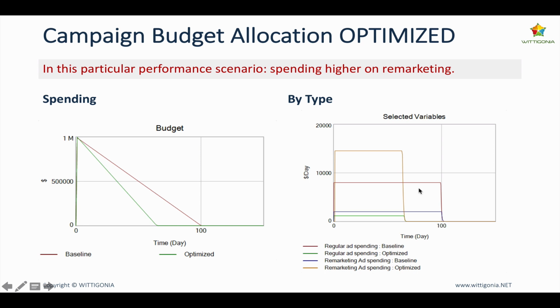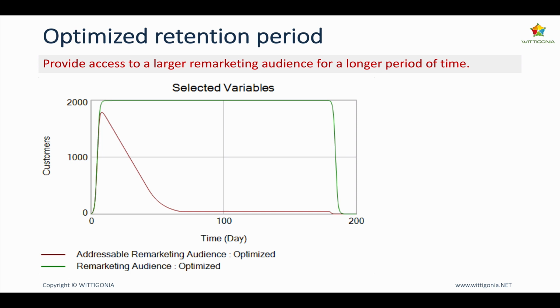And also, the optimization gives us some indication that we should spend more on the remarketing side and less on the regular ads. So that's an interesting thing. So what happens then with our retention period? The optimization suggests that we should extend it much longer, to about 180 days. And this gives us enough room.